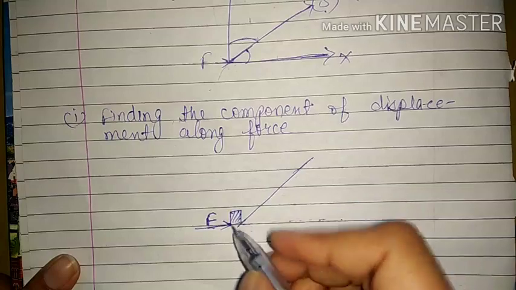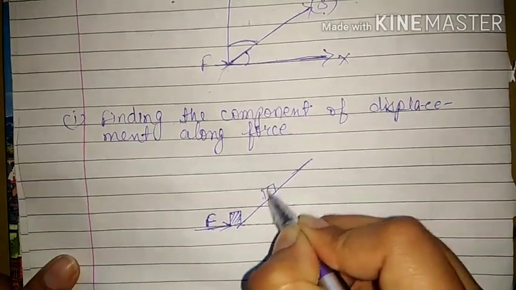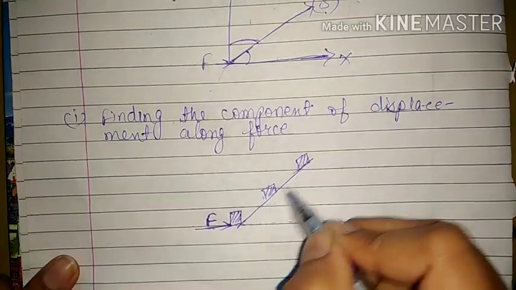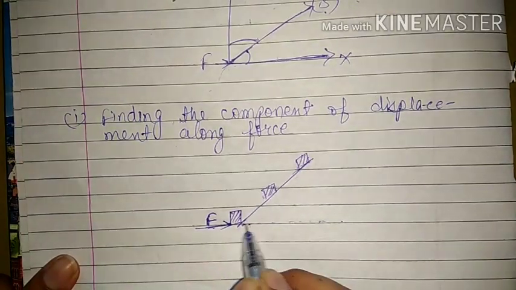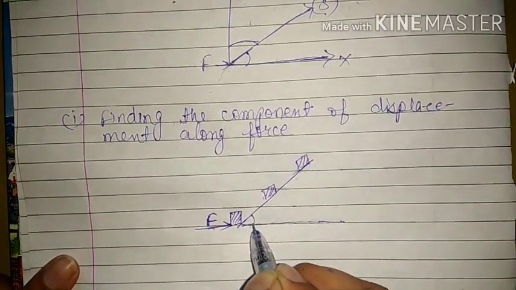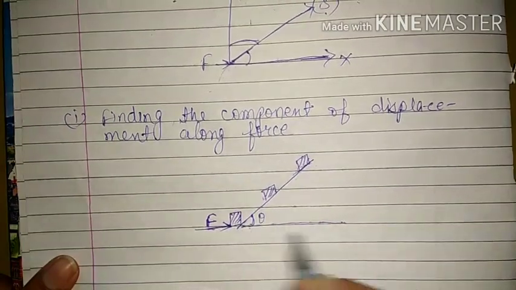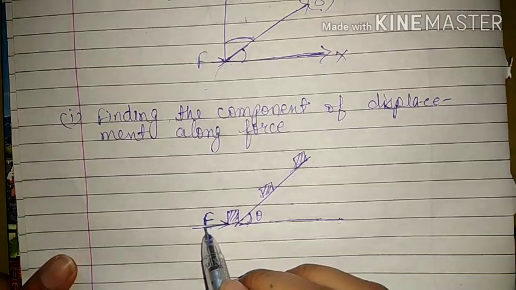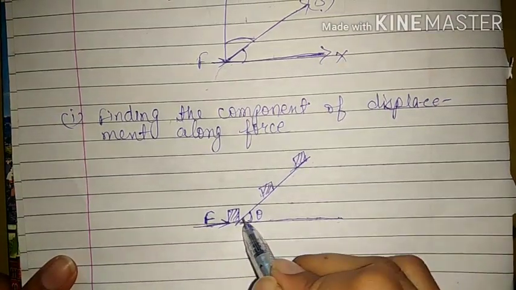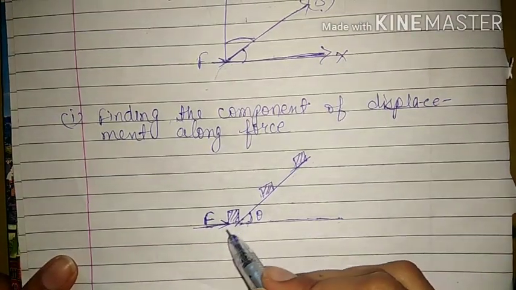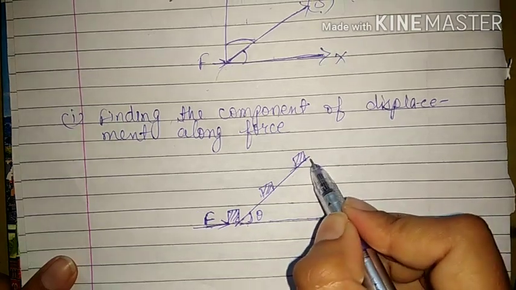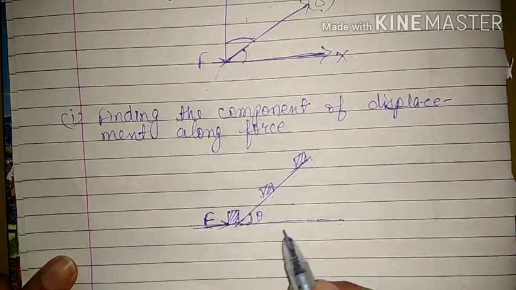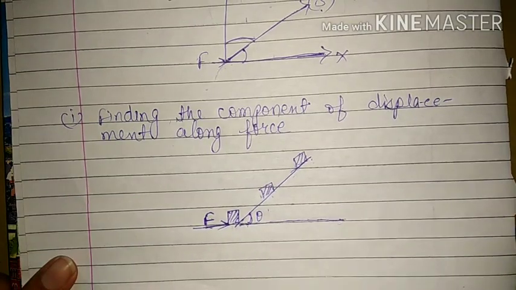It is moving here. Initially it was here, after some time the object was here, and now the object is here. The object is moving like this, at an angle theta with respect to the horizontal. You have applied force F on the object, and because of this force, the object is moving in this direction, and this line makes an angle theta with the horizontal surface.